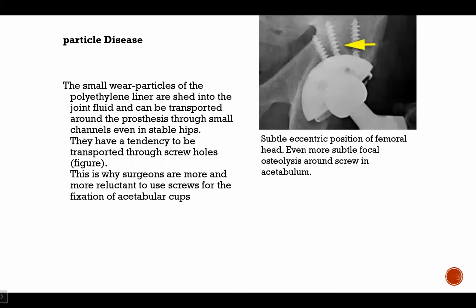The small wear particles of the polyethylene liner are shed into the joint fluid and can be transported around the prosthesis through small channels, even in stable hips. They have a tendency to be transported through the screw holes. This is why surgeons are more and more reluctant to use screws for the fixation of the acetabular cup. This radiograph shows the subtle eccentric position of the femoral head, and even more subtle focal osteolysis around the screw in the acetabulum.